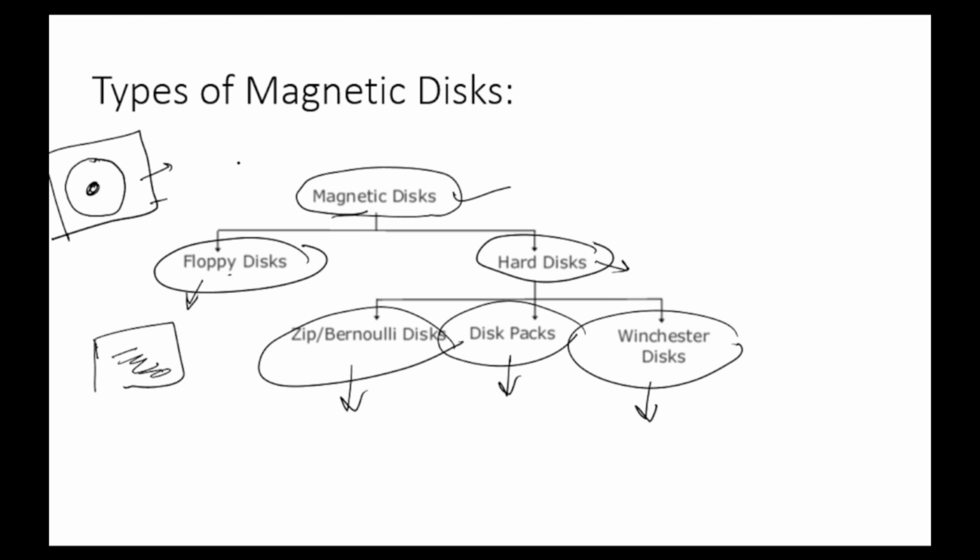Floppy disks are so called because they are made of flexible plastic plates. They are flexible, they are not hard, and they can bend easily. We call them floppies, or we can call them diskettes. IBM introduced them in 1972, when floppy disks were first introduced.